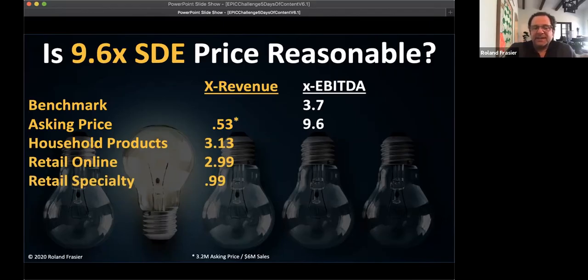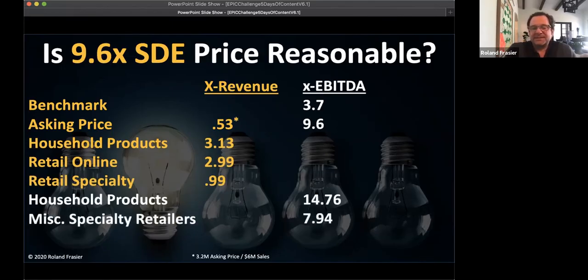And then over on the EBITDA side, we saw that household products EBITDA multiple at 14.76, specialty retailers at 7.94, and personal products at 17.73. So if I look at this, it looks like we have a pretty good multiple in terms of revenue. And when we look at the EBITDA, we're way above the benchmark average, but we do seem to be within the range of reasonableness on these other multiples.